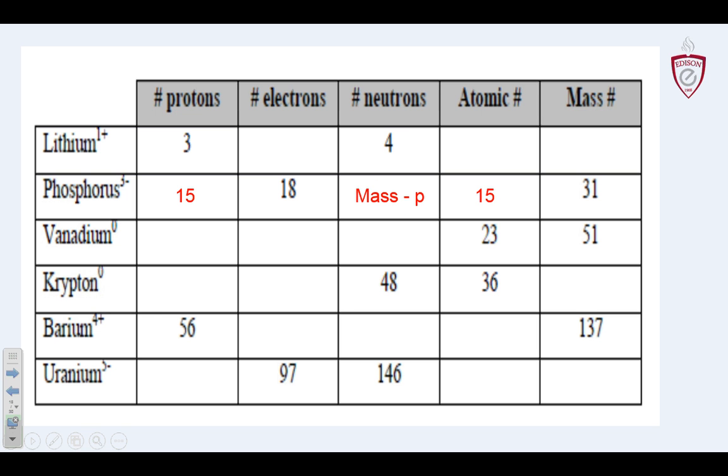Wait, do we have an equation for neutrons, Mr. Milks? Yeah, mass minus protons. Oh, I didn't have that written before. How'd you get that? Well, because the atomic mass equals protons plus neutrons, I rearranged it to solve for neutrons.